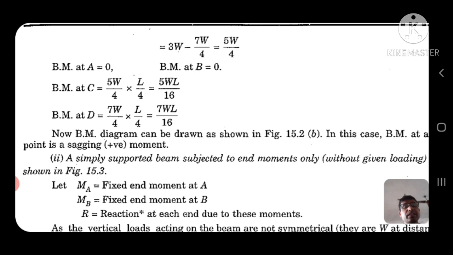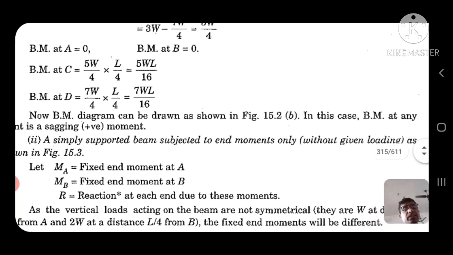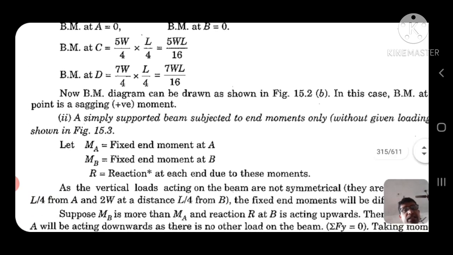Bending moment at A is equal to 0. Bending moment at B is also equal to 0. Bending moment at C is 5W by 4 into L by 4, so that is equal to 5WL by 16. Bending moment at D is 7W by 4 into L by 4, so 7WL by 16. Now the bending moment diagram can be drawn as shown in the figure. In this case, the bending moment at any point is a sagging moment.